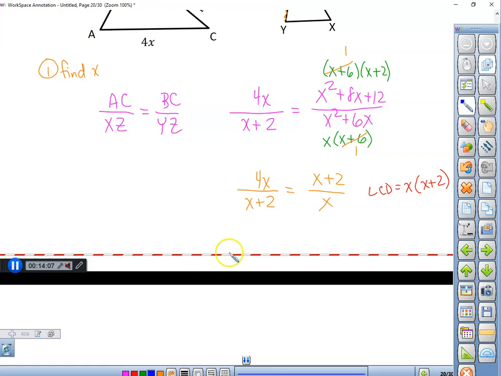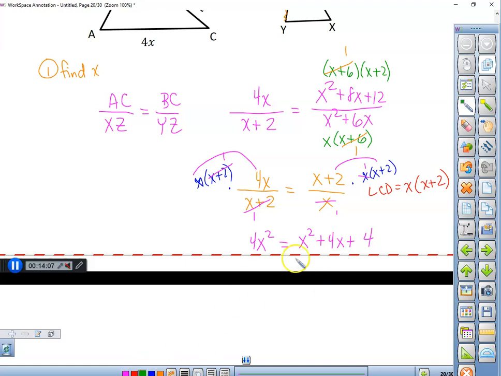So we are going to now take each of these and multiply by that LCD. So I'm going to take this one times x and x plus 2. And here our x plus 2's would reduce to 1. We're left with x times 4x, which gives us 4x squared. Over here times our LCD of x times x plus 2, the factors of x will reduce to 1. And now we have x plus 2 times x plus 2, which gives us equals x squared plus 4x plus 4.